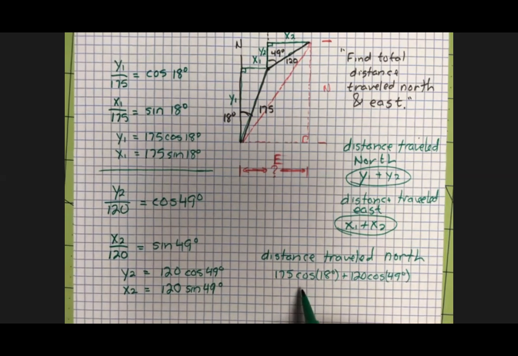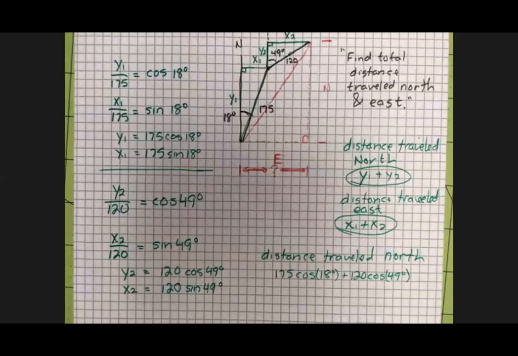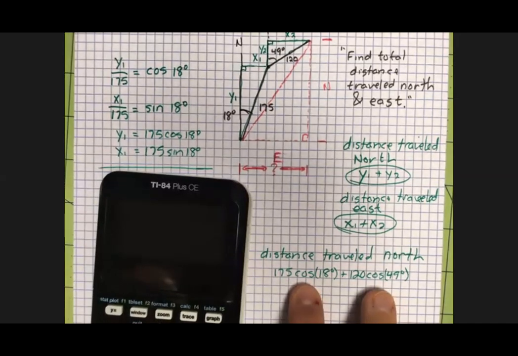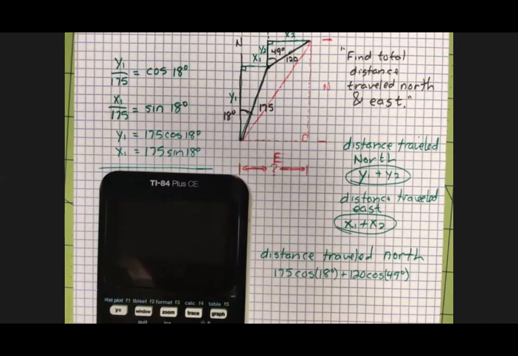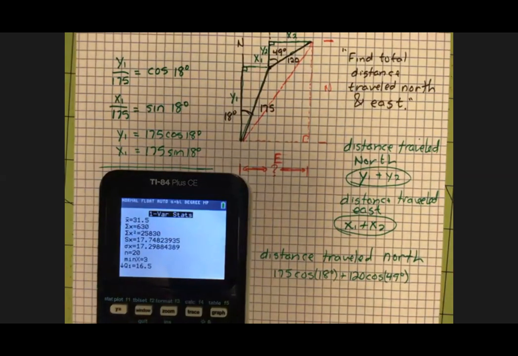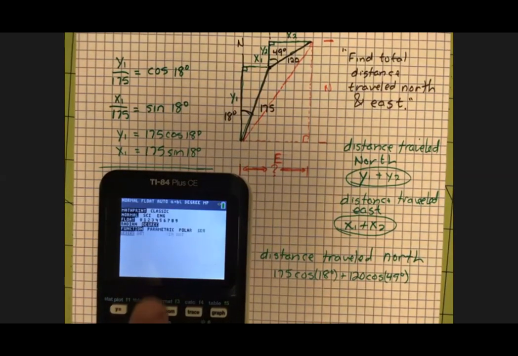But if someone's asking me this question in a physical sense, they don't want a gibberish answer. They want to know how many miles. How many miles did you go north? Just plain English. So we're going to now evaluate that. There's no need to evaluate that until right now. So I just type these in. And let's make sure we're in degree mode since we were working in degrees. We're in degree mode.